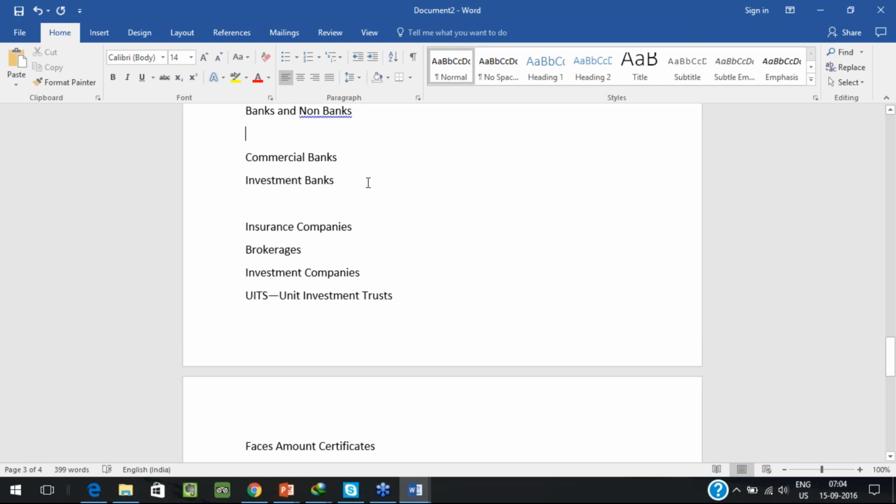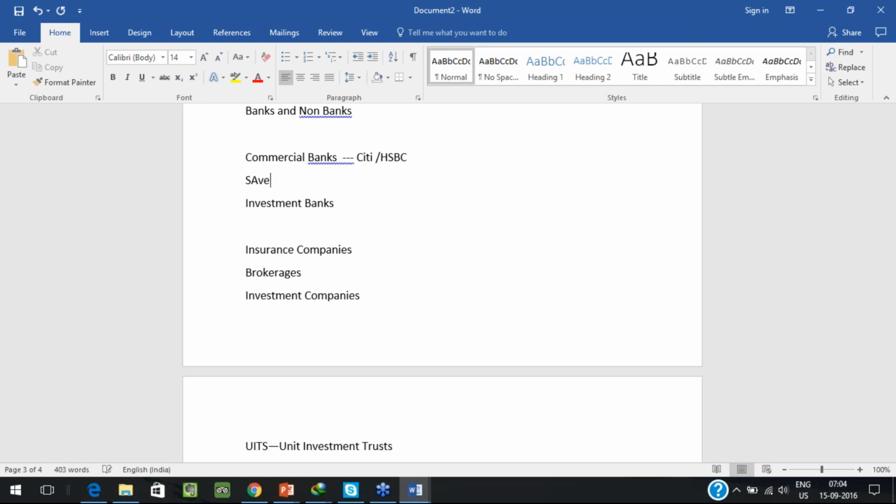So basically the money you can invest in these areas, something like commercial banks. Citibank and HSBC are all commercial banks, a few examples. What they do is they take your money, save it or keep it with them, and whenever it is necessary you can take it. You can withdraw from the bank, or use ATM cards or provide checks, etc.